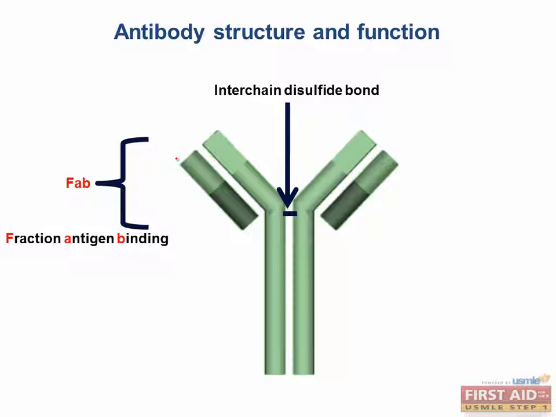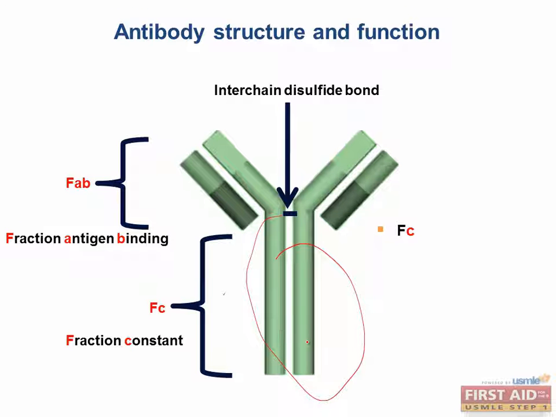And then there's another section, and that fraction is called FC, and the C stands for constant. So that's the constant fraction. That part does not change depending on the type of antibody. So every IgG, for example, has the same FC part. Every IgE has the same FC part, but they have different FAB portions, okay? Because they have to be able to bind a bunch of different types of antigens.